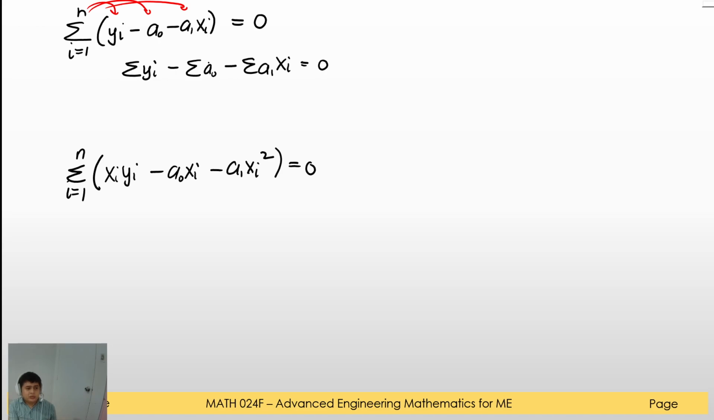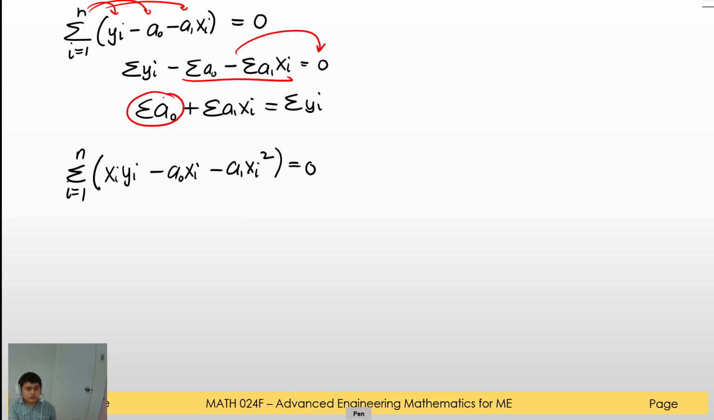0. And then what we can do now, we can transpose this to the other side, or swap this to the other side as well. So we have the summation of a naught plus the summation of a1 xi is equal to the summation of yi. Now, what is the summation of a naught? Basically we're just multiplying a naught a bunch of n times. So we can rewrite this as n times a naught. So the equation that we can form here is n times a naught plus the summation of a1 xi is equal to the summation of yi.